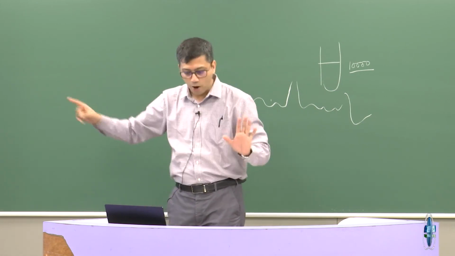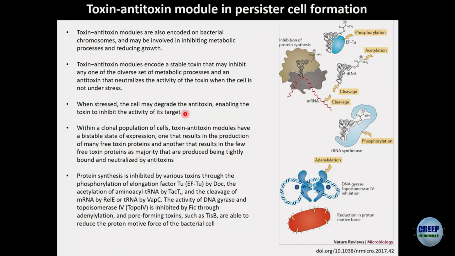0.01%. When stressed, the cells degrade the antitoxin, enabling the toxin to inhibit the activity of the genes, and those particular genes are what? They are essential for metabolism, and that's why the growth is slowed down, because the toxin is a DNA gyrase poison, so that means DNA replication is not happening.